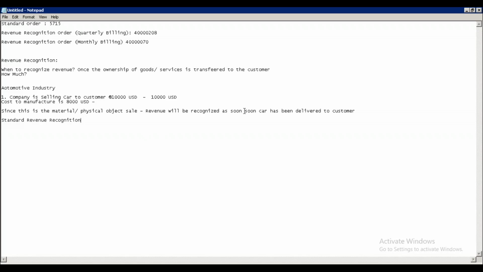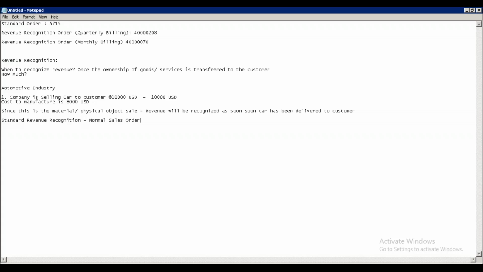Yeah, so this type of revenue recognition is called a standard revenue recognition, which means what is happening here is this will be through a normal sales order. Okay, so this is a very standard scenario.